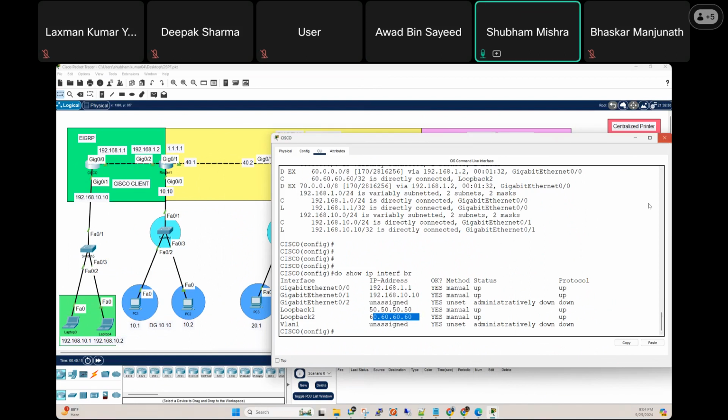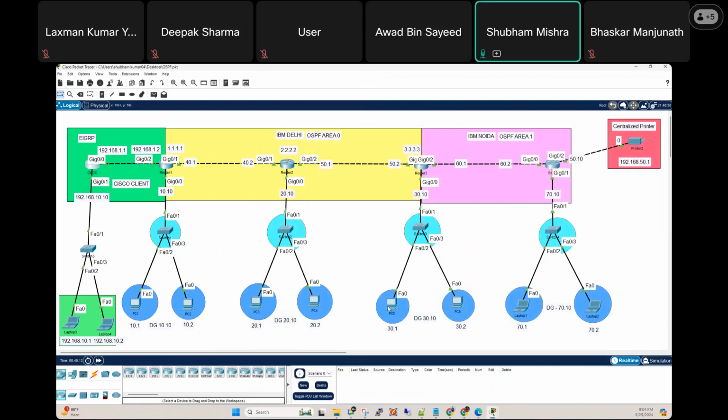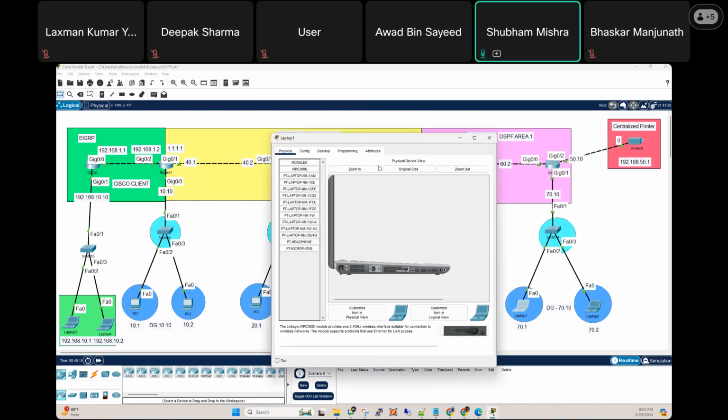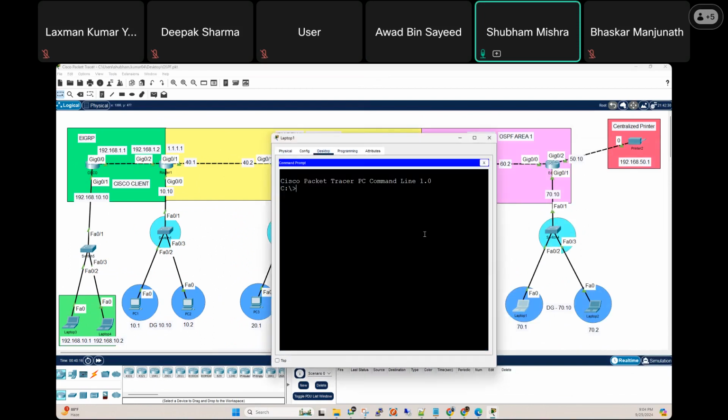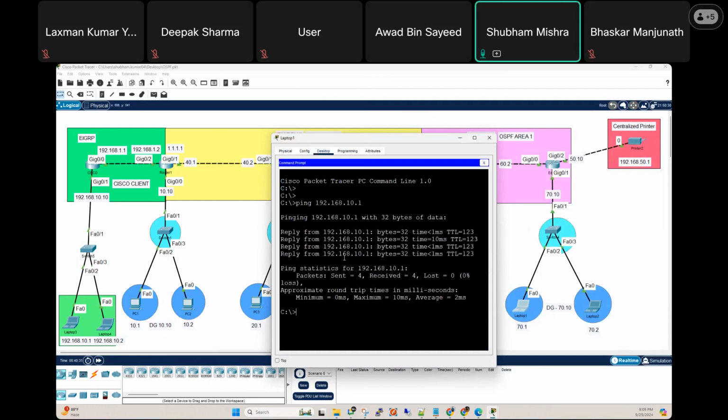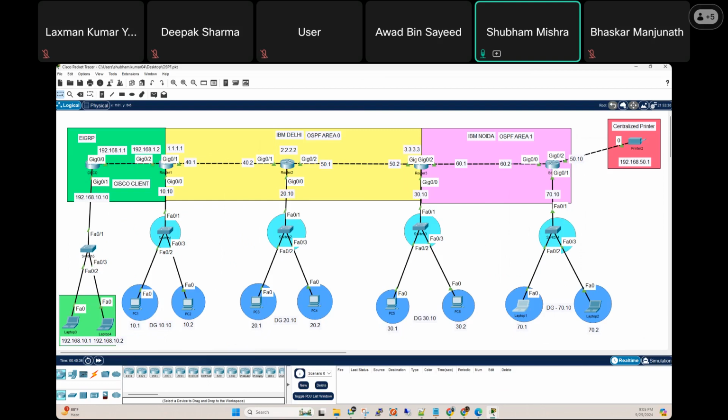Now let's suppose you are on this laptop and you want to ping 192.168.10.1, this PC, this laptop. I am able to ping now. Getting my point, everyone? Understand now?